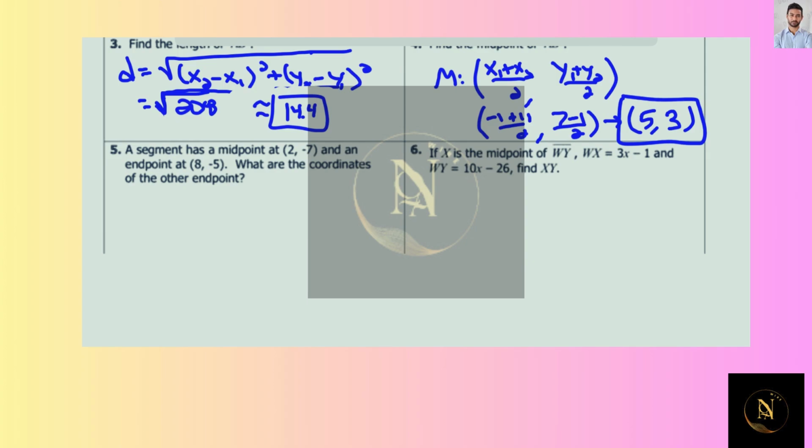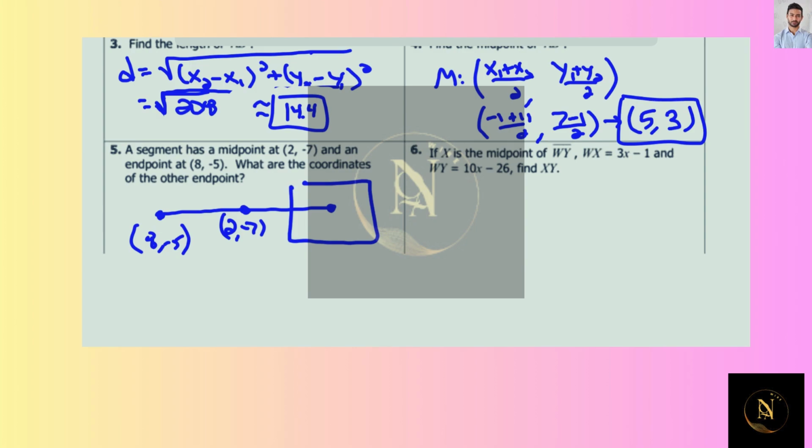In number 5, I like to make an image when we already know the midpoint. We don't necessarily need to use the midpoint formula if we already know the midpoint, and one endpoint is at 8, -5, for instance. And you could put that at any endpoint. This is just a reference picture. Then what's the coordinate of this other endpoint?